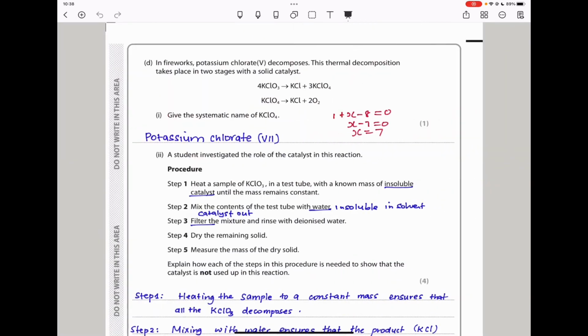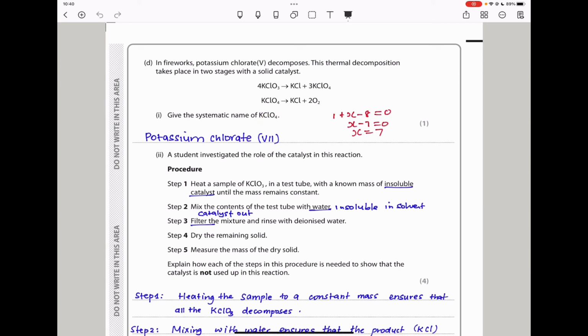Moving on. Here they say in fireworks, potassium chlorate(V) decomposes. This thermal decomposition takes place in 2 stages with a solid catalyst. So there is this decomposition to form that, and then further decomposition to form that. They say give the systematic name of this one here. To do that, we need to find the oxidation state of chlorine. We know this is potassium chlorate, but we need to find the oxidation state of chlorine.